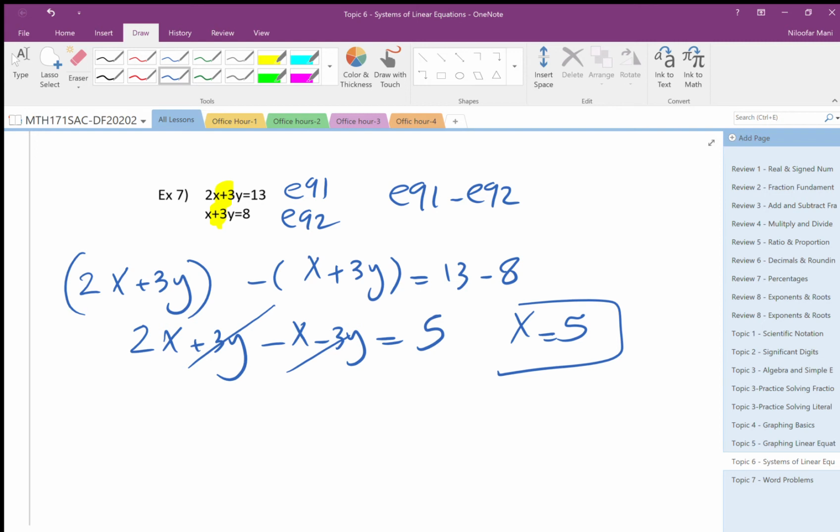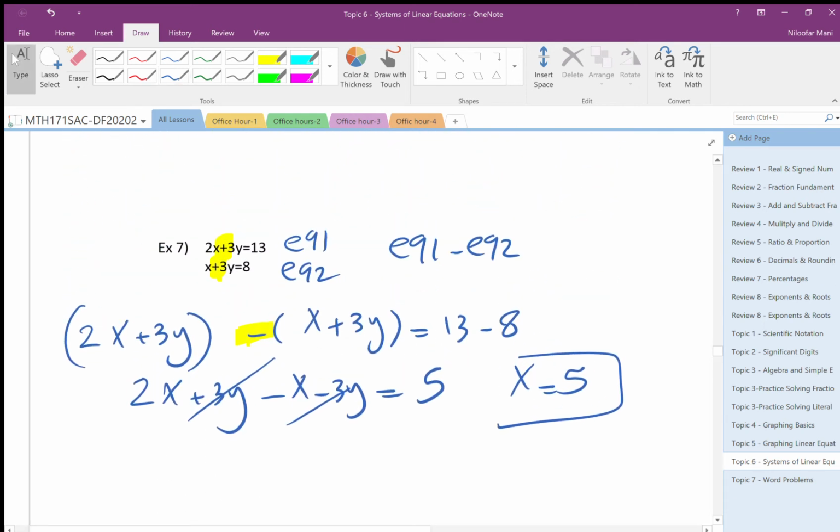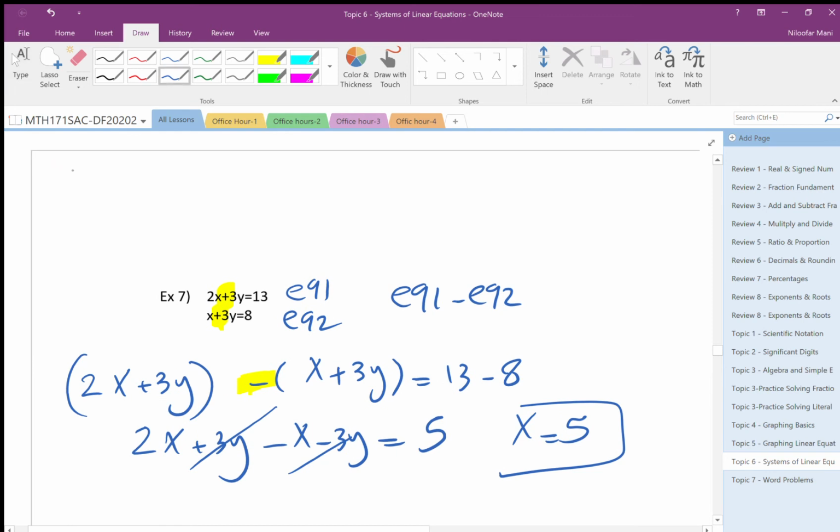My recommendation is, because when you minus, sometimes I see a student minus x and they forget they have to minus 3y. They forget they need a bracket, so they don't use the bracket. So my recommendation is, in this case, if you have ax plus by equals c, and dx plus by equal e, okay?